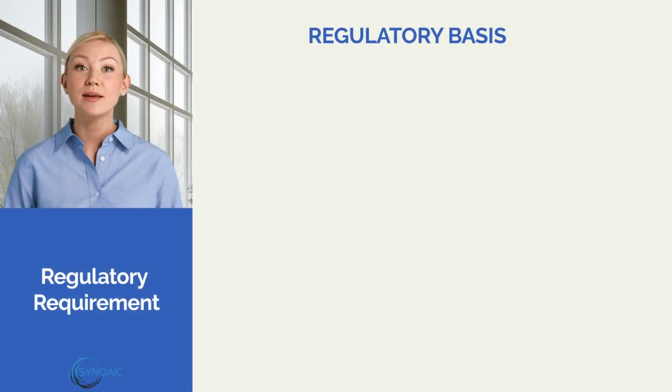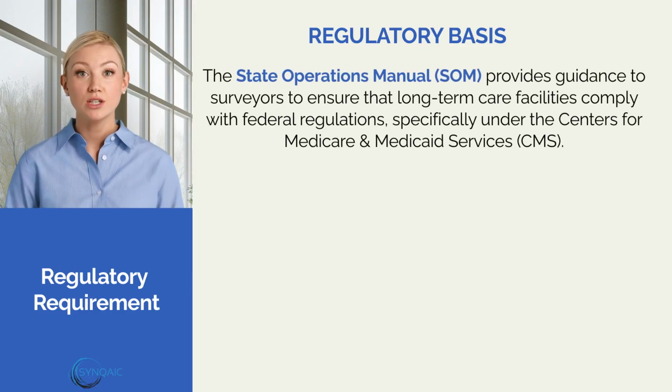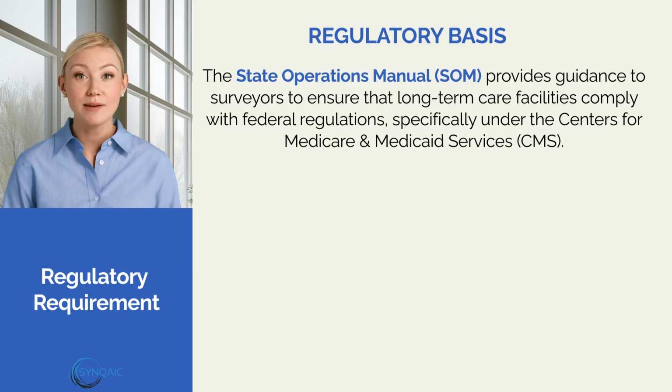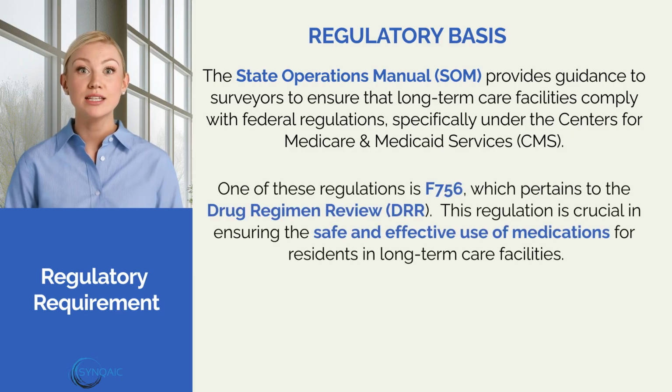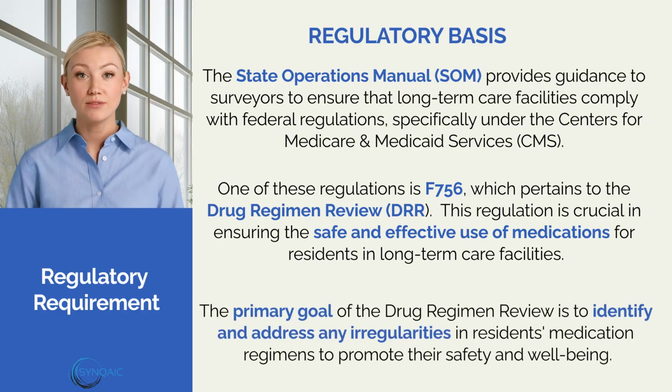The State Operations Manual provides guidance to surveyors to ensure that long-term care facilities comply with federal regulations, specifically under the Centers for Medicare and Medicaid Services. One of these regulations is F756, which pertains to the Drug Regimen Review. This regulation is crucial in ensuring the safe and effective use of medications for residents in long-term care facilities. The primary goal of the Drug Regimen Review is to identify and address any irregularities in residents' medication regimens to promote their safety and well-being.